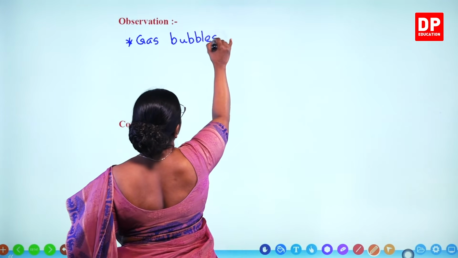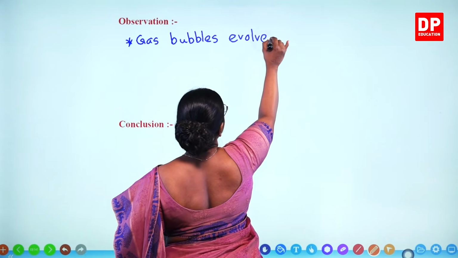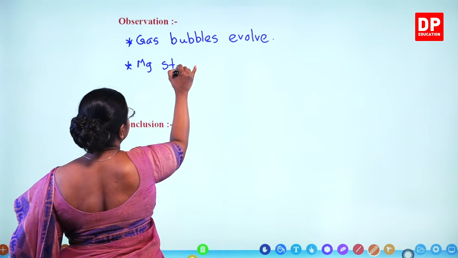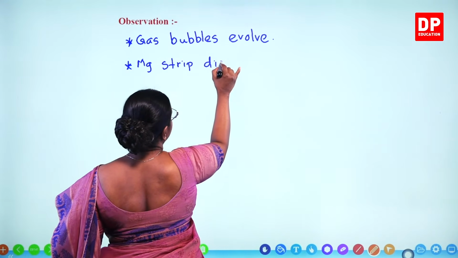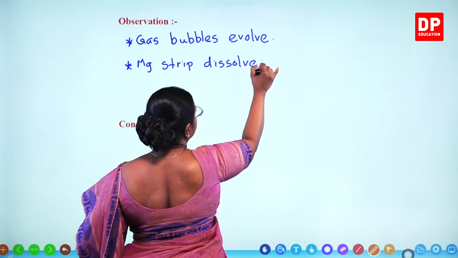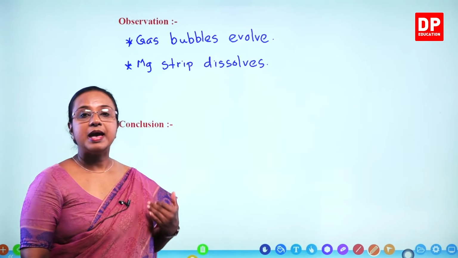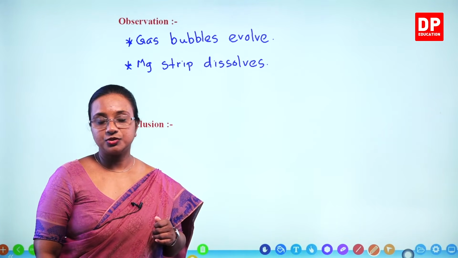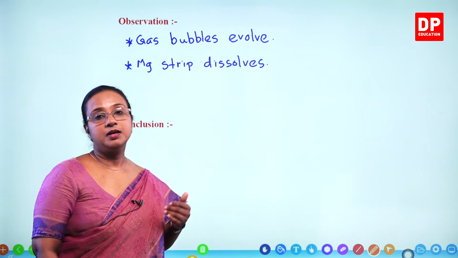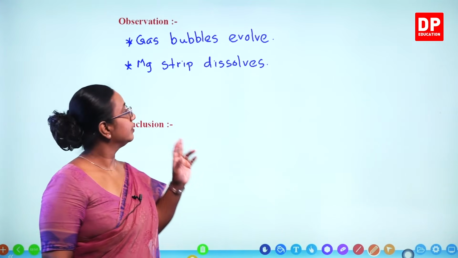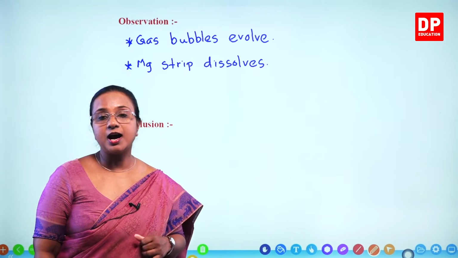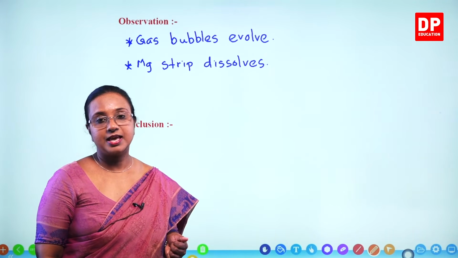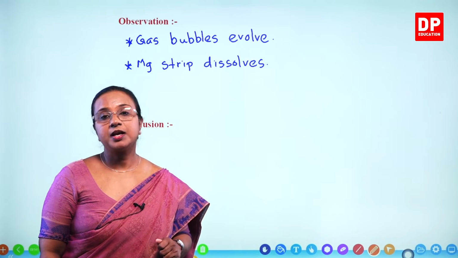Bubbles evolve. And you see the magnesium strip dissolves. So this shows that magnesium reacts fast with dilute hydrochloric acid. And from the knowledge, we already know that the gas bubbles that are evolved are hydrogen gas bubbles. And magnesium reacts with HCl to form magnesium chloride.